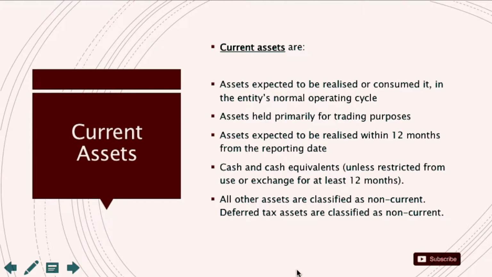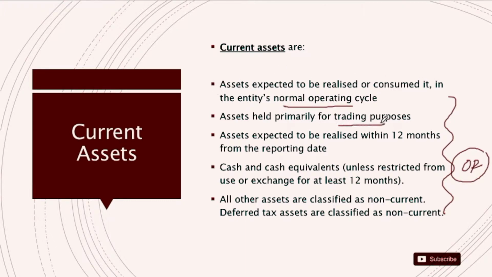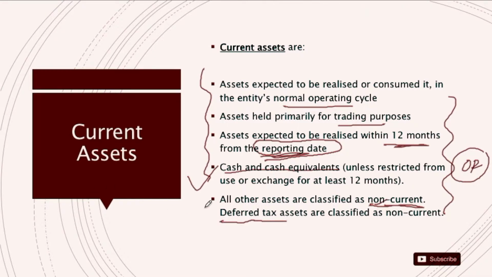So let's move to understand what we mean by current assets. Current assets means, if any of the following criteria are met, these are ORs. For example, if the assets are consumed within the operating cycle, or held for trading purposes, or expected to be realized within 12 months from the reporting date, not from the transaction date, from the reporting date, or cash is explicitly mentioned. And apart from these assets, everything is classified as non-current. Under full IFRS and in the SMEs also, deferred tax assets are always classified as non-current assets.